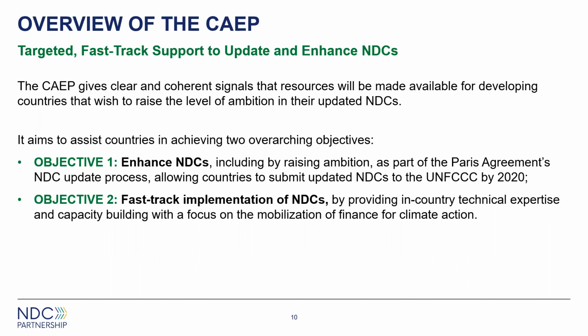It aims to assist countries in achieving two main objectives. The first one is the enhancement of their NDC, including by raising the ambition. And this is part of the Paris Agreement's NDC update process and will allow countries to submit updated, more ambitious NDCs to the UNFCCC by 2020. The second objective is more focused on fast-tracking the implementation of NDCs, of current NDCs and future NDCs, by providing in-country technical expertise and capacity building that specifically focuses on the mobilization of finance for climate action, private, public, national, international finance, unlocking the resources that are necessary for the big investments that will drive climate action.